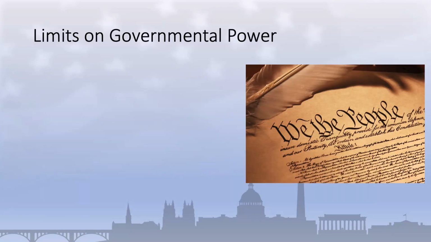Finally, the system of federalism outlined in the Constitution also imposes a number of limitations on the power of both the state and the national governments. For example, Congress cannot suspend the right to a writ of habeas corpus, that is, the right of a person to appear before a judge after being arrested and to challenge the legality of their detention. This right is enshrined in Article 1, Section 9 of the Constitution.